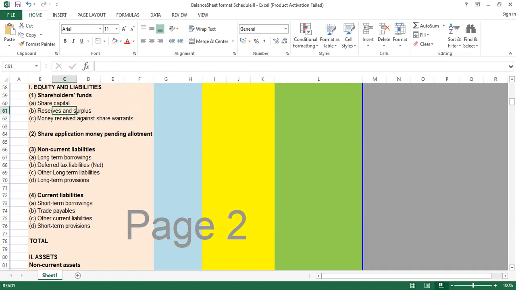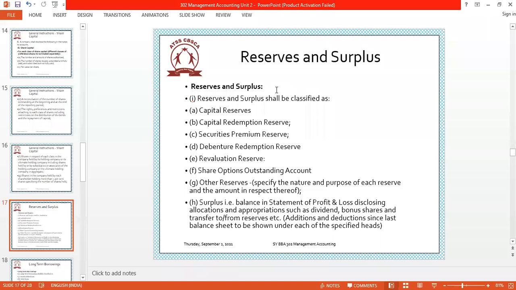So what is reserves and surplus? It is the money which we have kept aside from the profit. For what? For future contingencies. We may require money or funds, like we had the COVID pandemic situation, and we may require a little money for such situations. That is the reserve. So we have capital reserves, and we have capital redemption reserve. What is capital redemption reserve?